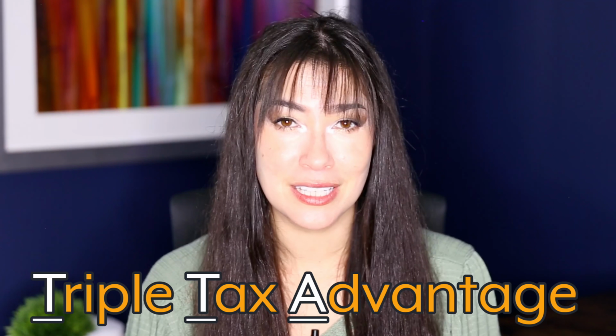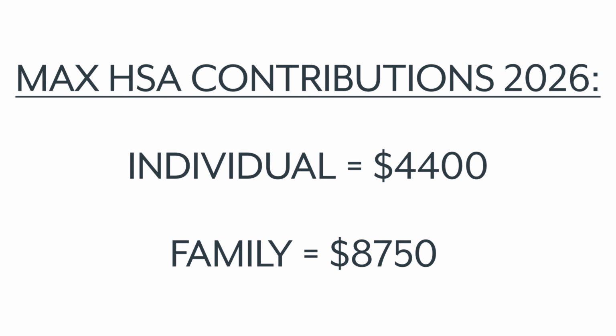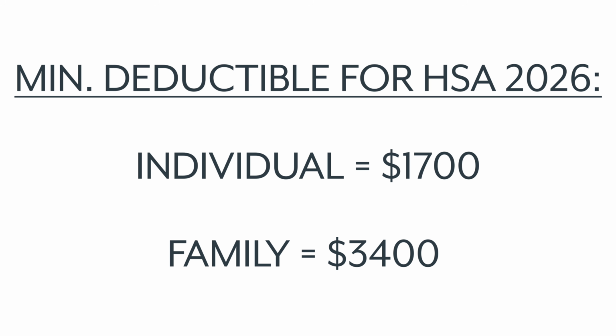Because of this, HSAs have what's known as the triple tax advantage. Additionally, as I mentioned, they're only offered in conjunction with an HDHP, high deductible health plan. Usually you'll notice that high deductible health plans tend to have lower monthly premiums. It's not always the case when it's a plan that offers an HSA, but it's something to be on the lookout for. Now in 2026, the maximum HSA contribution limit for an individual is $4,400, and for families it's $8,750. To qualify for an HSA, your HDHP must have a minimum deductible of $1,700 for individuals or $3,400 for families. But as you'll see when we look at the plans, usually it's much higher.